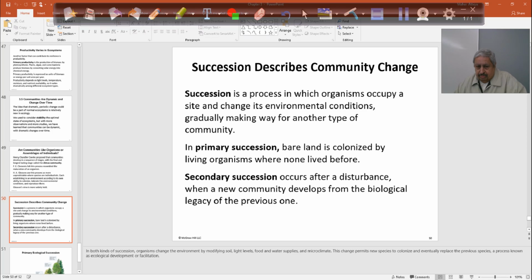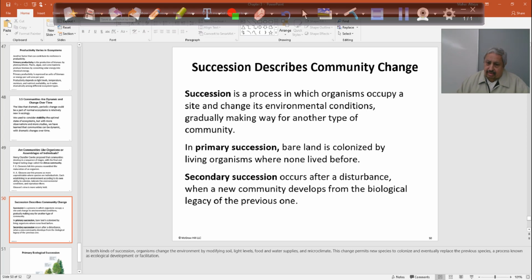And we have two types of succession, primary and secondary. The primary is bare land colonized by living organisms where none lived before, correct? So there is one type of species living in a community for some reason. Some disease struck them and they died out. So their community is still there, but empty of themselves, and it can be occupied by other species, correct?